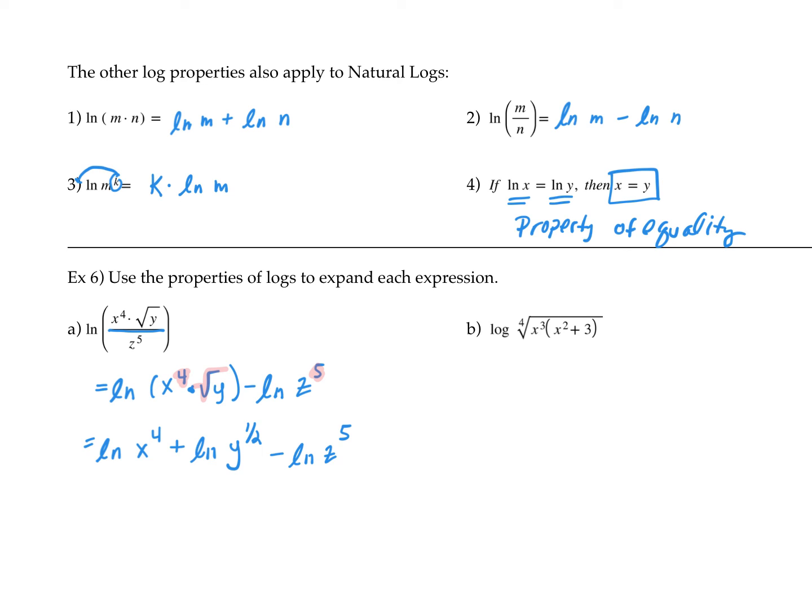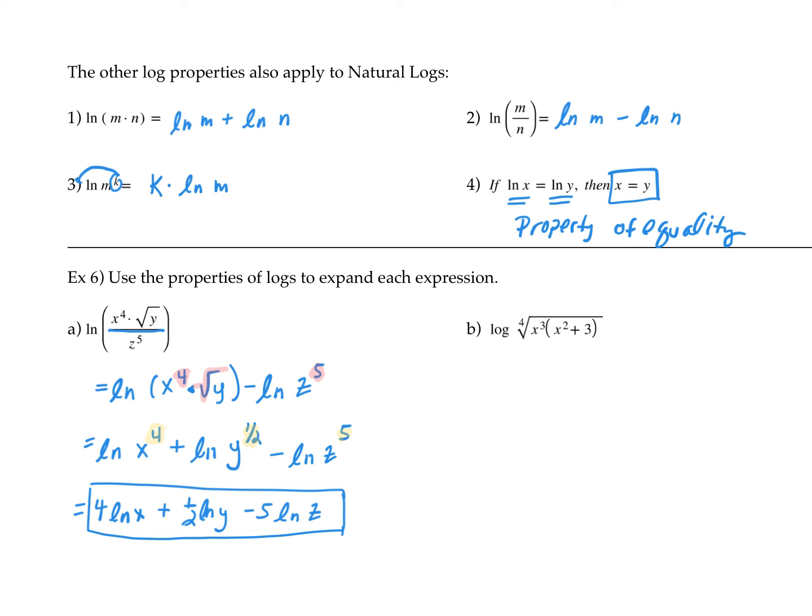All right, now we're going to deal with all those exponents. Take all of those exponents and put them out in front, and then we'll be done. So it'd be 4 natural log of x plus 1/2 natural log of y minus 5 natural log of z. And that's it. You've done as much as possible to expand it. There's no more multiplication, no more division, no more exponents.